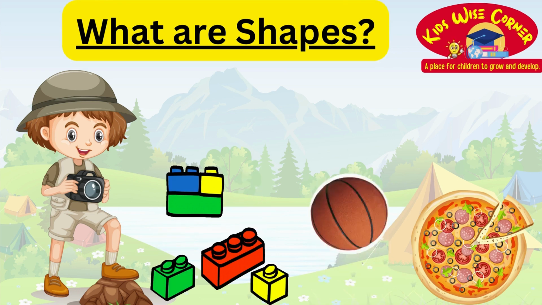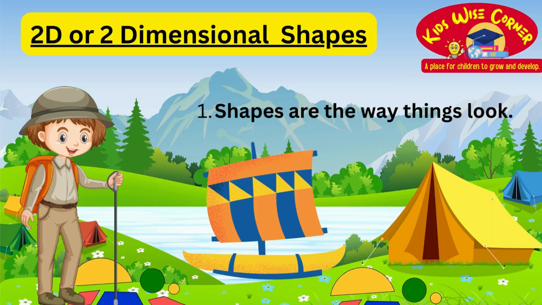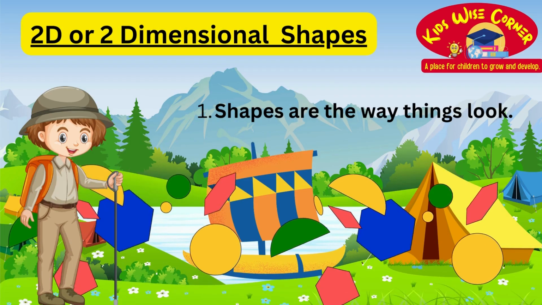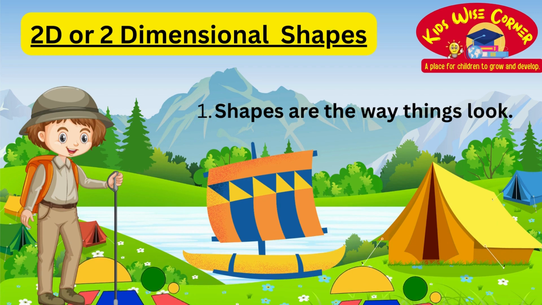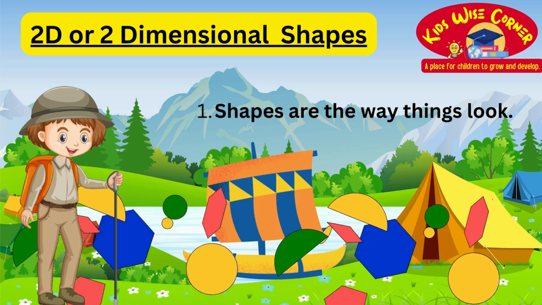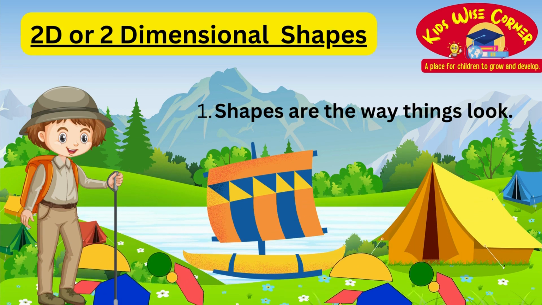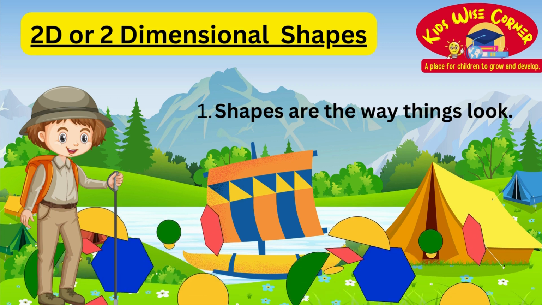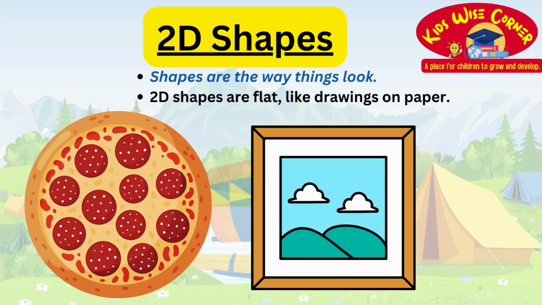Shapes are the way things look. Just like a pizza can be round, and a photo frame can be square, these are all shapes. We are going to go through two-dimensional, or for short, we call them 2D shapes. What are 2D shapes? We know that shapes are the way things look. 2D shapes are flat, like drawings on paper.